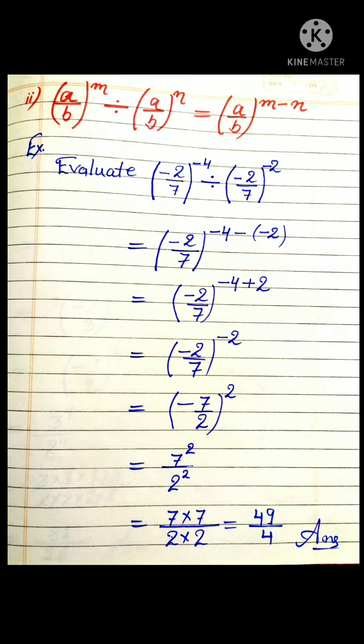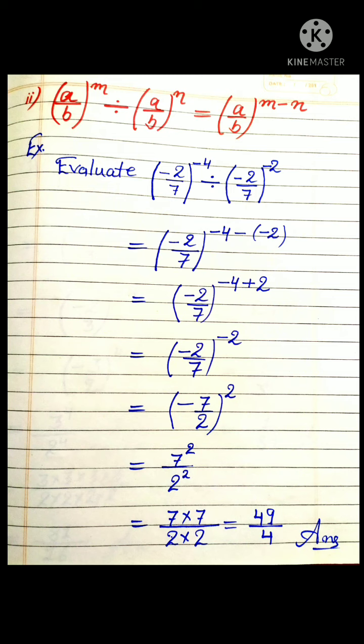As the base is the same, minus 2 upon 7, their powers will be subtracted. So it will be (minus 2 upon 7) to the whole power minus 4 minus, within a bracket, minus 2. We will simplify this. It will be (minus 2 upon 7) to the whole power minus 4 plus 2, as minus minus is plus. As different signs subtract, it will be (minus 2 upon 7) to the whole power minus 2.